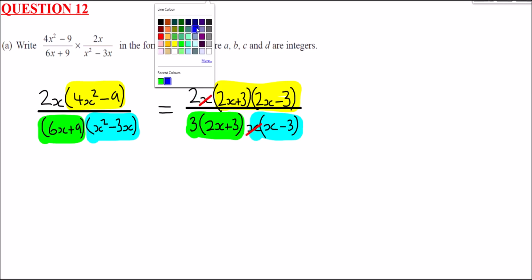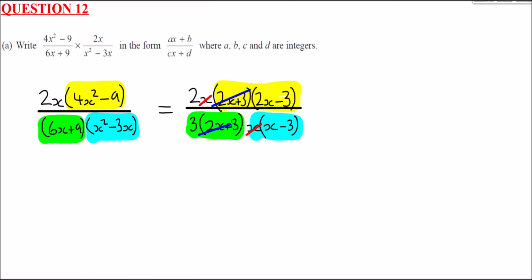And as well as that, we can also see we've got 2x plus 3 in brackets on the top and 2x plus 3 in brackets on the bottom, so we can cancel those off too. So next we can rewrite this more simply. On the top we're just left with 2 multiplied by 2x minus 3, and then on the bottom all that's left now is 3 lots of x minus 3. So we're nearing our target, but we're not there quite yet, because there are no brackets in what we want to show it as. So the final step is just to expand what we've got in this step.